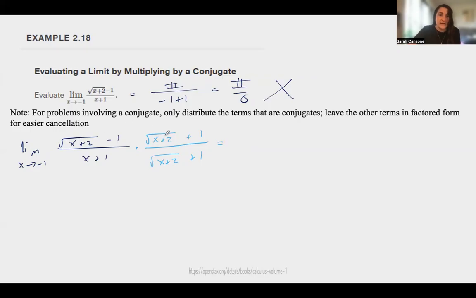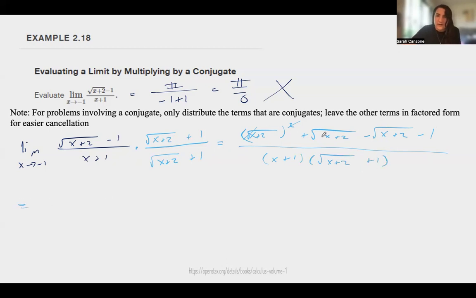The square root of x plus 2 times the square root of x plus 2. When you square a square root, it just turns into x plus 2. This is a rule from pre-calc: if you have a square root squared, your square root and your square cancel out. And then we have this times positive 1, so plus the square root of x plus 2, minus the square root of x plus 2, minus 1 times 1 is minus 1. All over, and since this is the term we didn't take the conjugate of, we're just going to leave it in the factored out form: x plus 1 times the square root of x plus 2 plus 1.